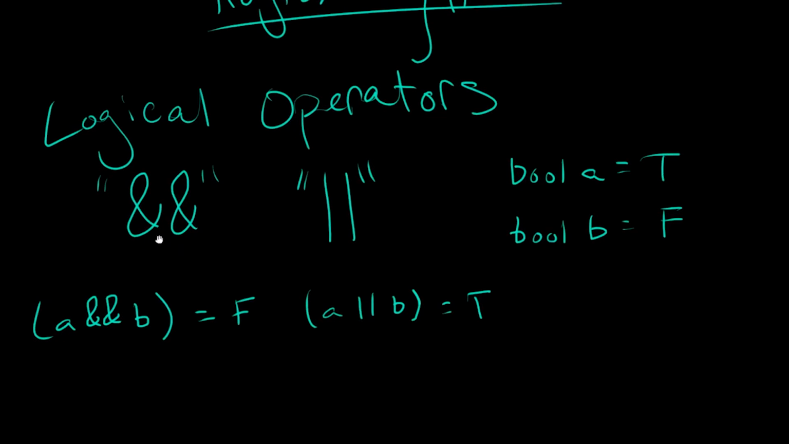First one is the two ampersand symbols. This just stands for the word and. Then the second one is two vertical lines. You can find this button above the enter key on the keyboard. This just stands for the word or.